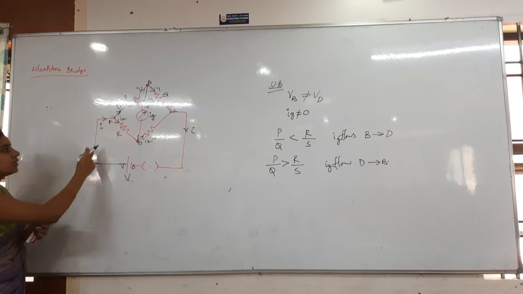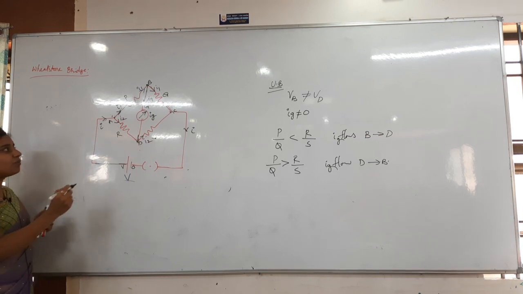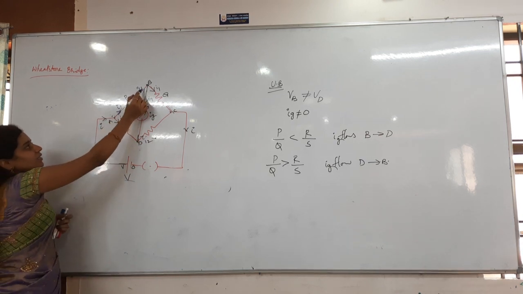Why? Because here I don't know the resistance. Instead of that, I will apply at point B and then at point D. At point B, who is entering here? I1 is entering. Who is leaving?